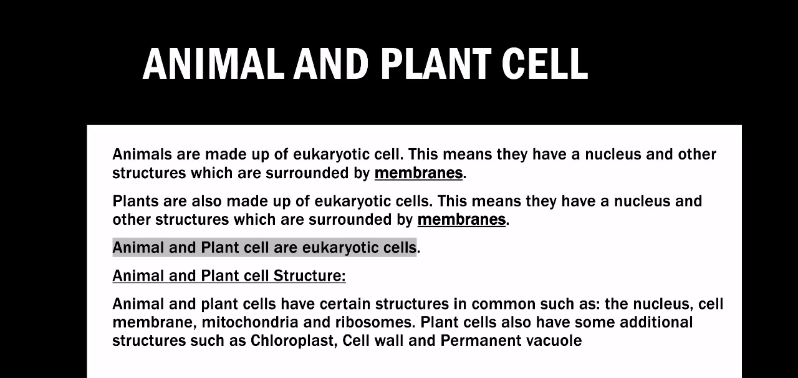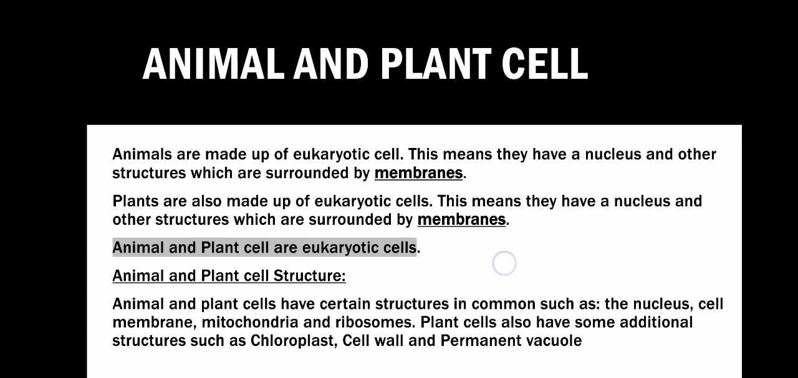Animal cells are made up of eukaryotic cells. This means they have a nucleus and other structures which are surrounded by membranes. Plant cells are also made up of eukaryotic cells. This means they have a nucleus and other structures which are surrounded by membranes. So in short, plant and animal cells both are eukaryotic cells.